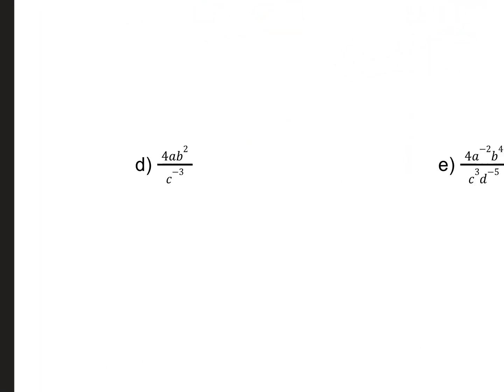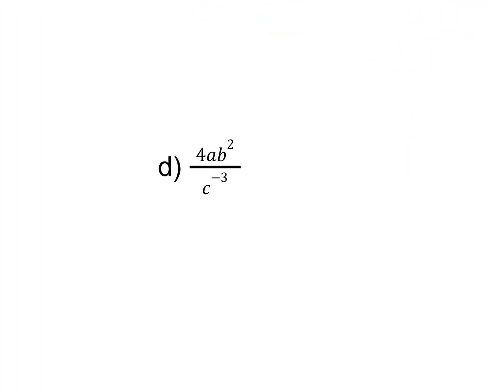All right, let's take a look at D. So we have one coefficient, and then the rest is just a bunch of variables. Since there's no coefficient in the denominator, it's technically 4 divided by 1, which is just 4.